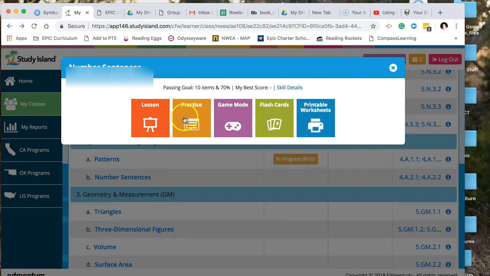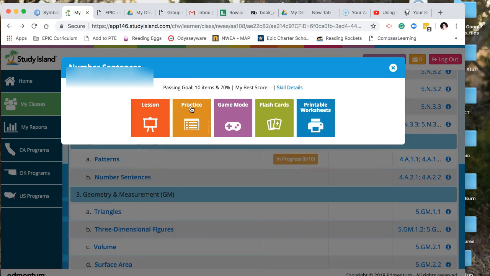There are also flashcards. Most of my students really enjoy practicing in game mode. It gives them several different games that are available to them. They get to choose, and then if they get the question right, they get to play the game. The questions in game mode are very similar to the questions in practice mode.